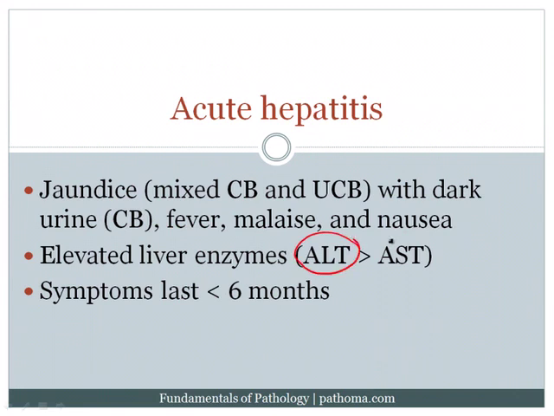Classically, the ALT will be greater than the AST, and the symptoms of acute hepatitis usually last less than 6 months. And that's important because the presence of symptoms and appropriate serologic markers for greater than 6 months would equal chronic hepatitis, as we'll discuss in a moment.